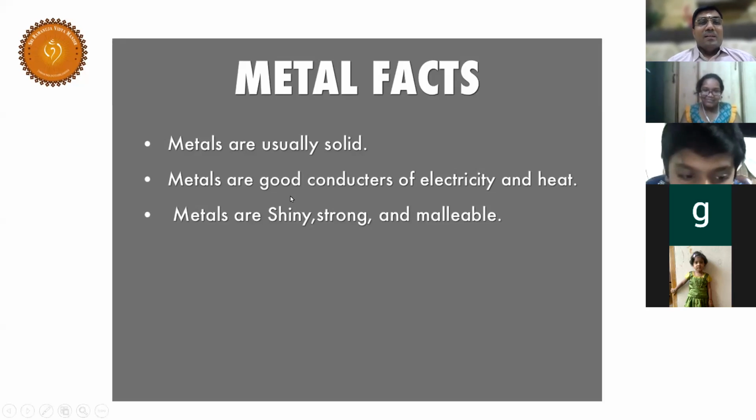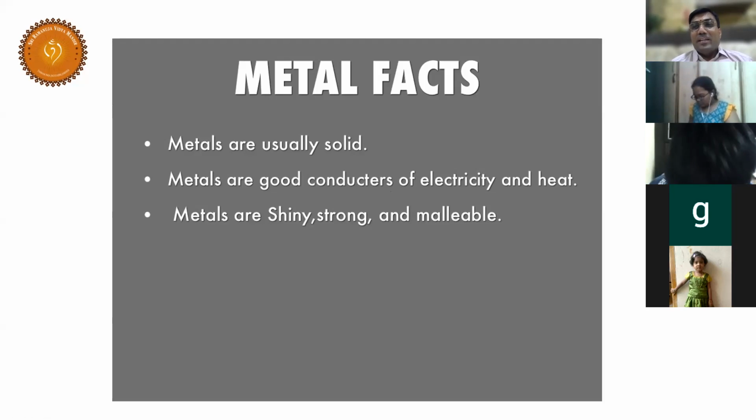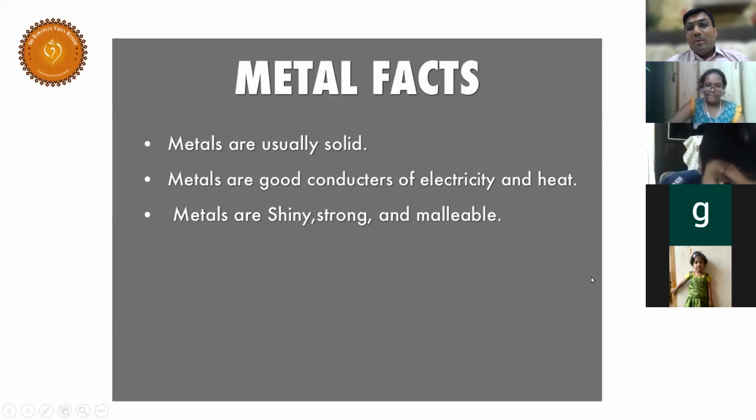Now we'll have a look here. Metals are all good conductors of electricity and heat. You can see copper or silver plate, for example. If hot rice is served, it's very hot because it is conducting. Now, metals are very shiny. They're strong and malleable. So what is the meaning of malleable?